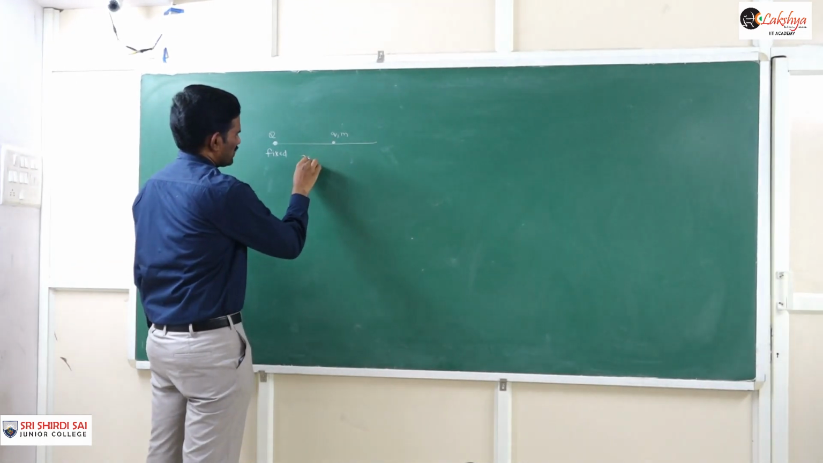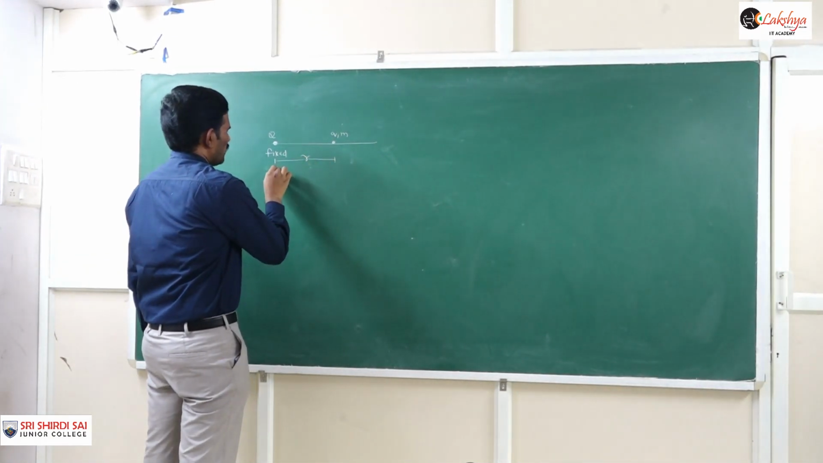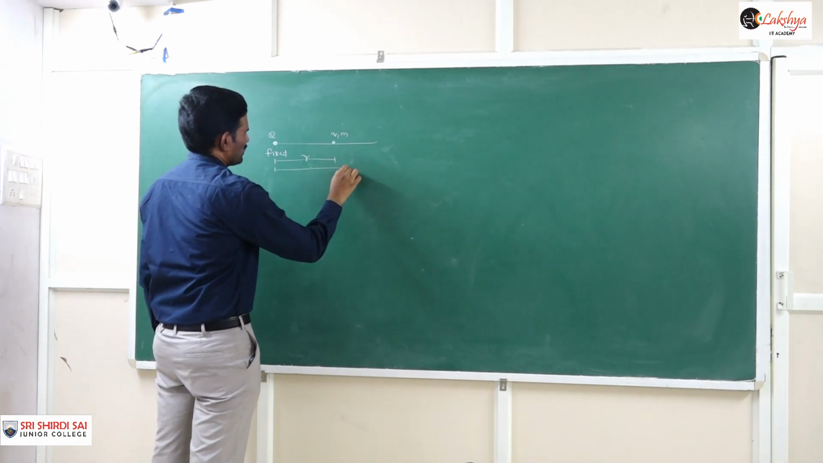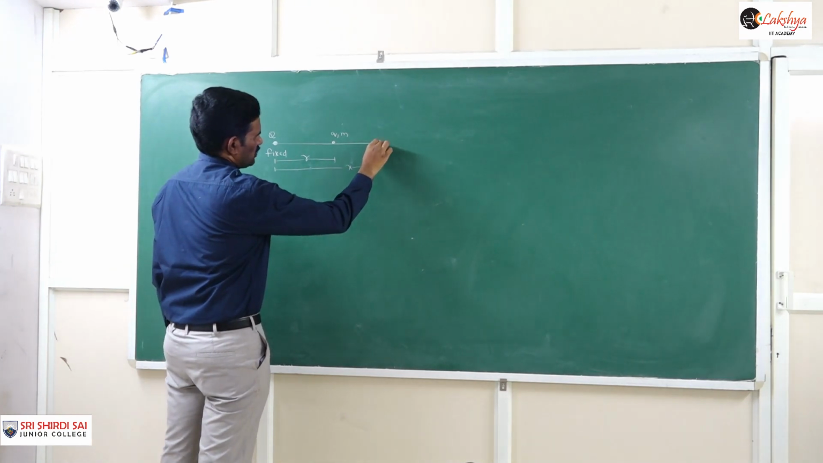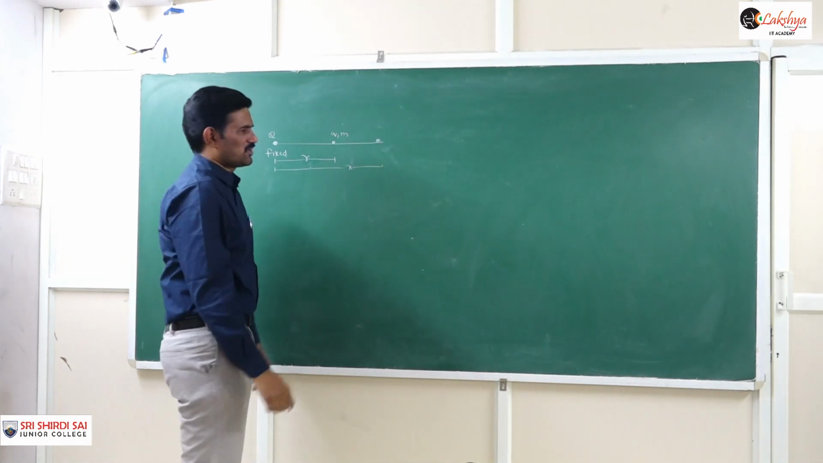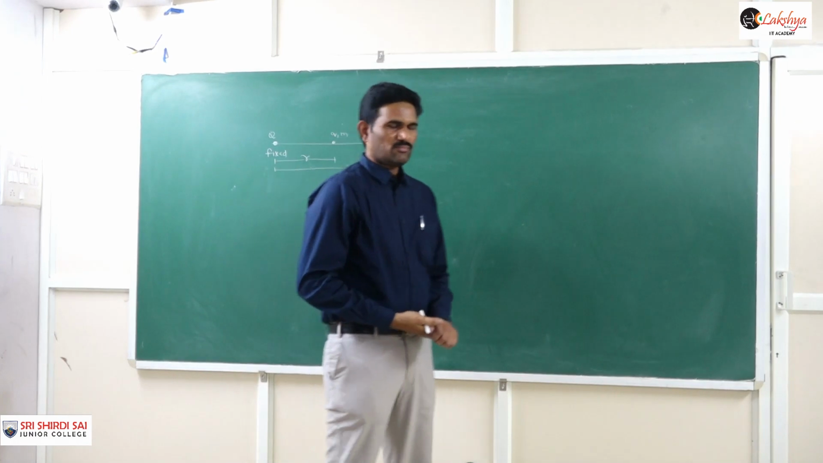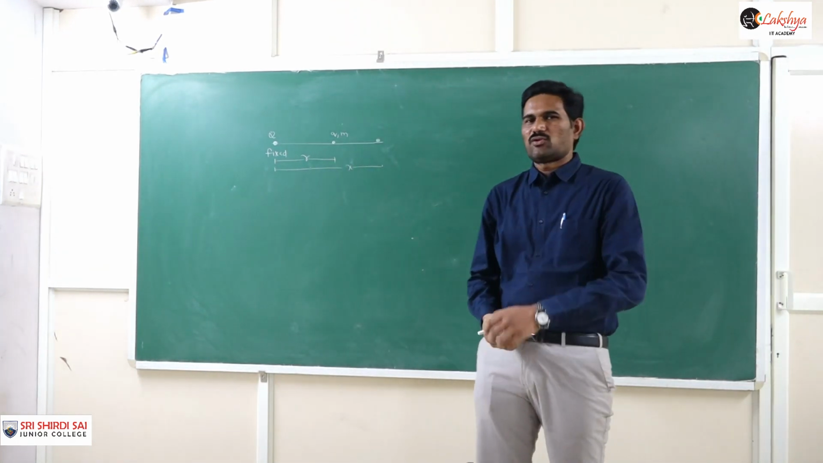So I am taking this distance as r. We need to find the speed of the particle when this distance is x. That means when it moves to this position, we need to find the speed of that particle. So again, note that problem.